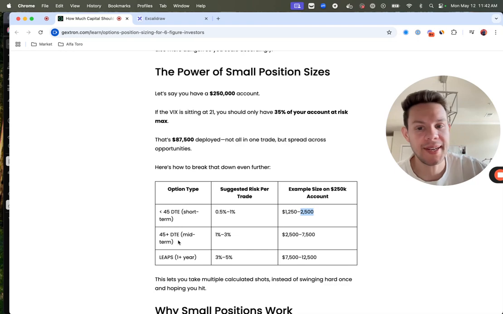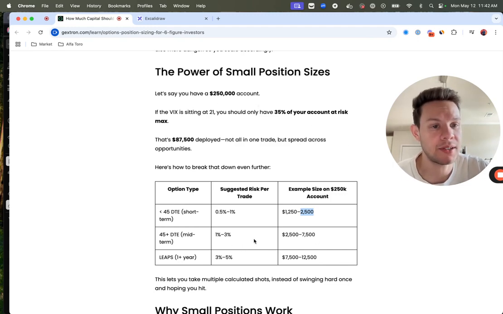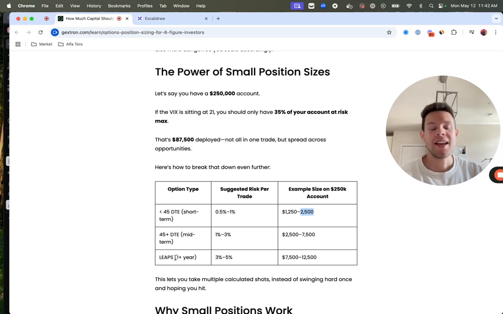If you do 45 days or more, this is what we call midterm. We will allocate about 1 to 3% of our total net liquid, which in the $250,000 account may be about $2,500 to $7,500. Okay, and we also like to trade LEAP options, and not a lot of people know about them actually. They're contracts that are a year plus out.